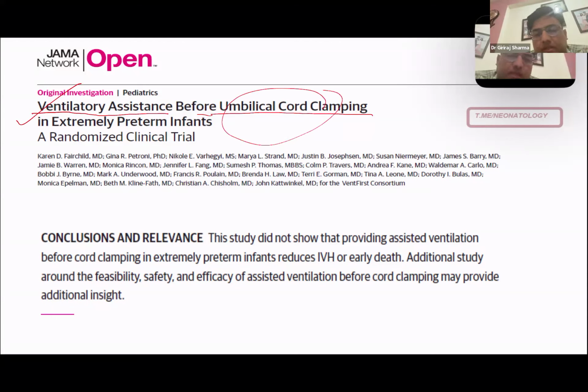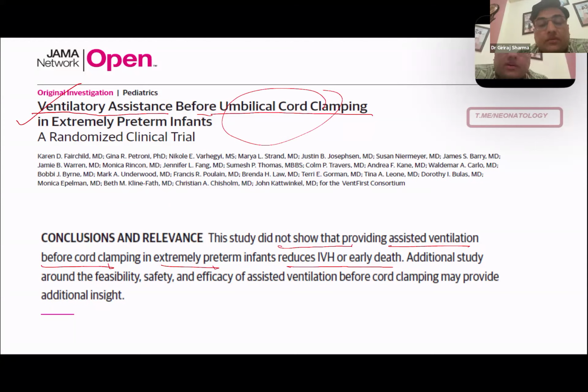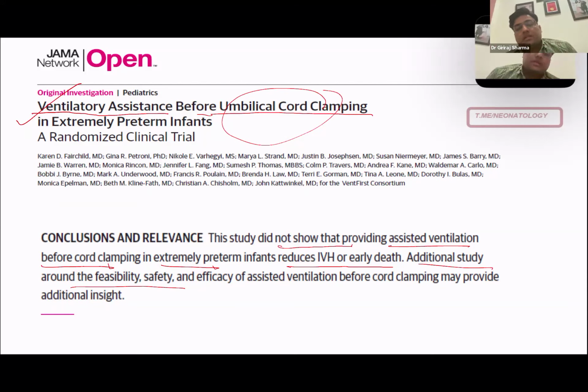But in this study, they did not show that providing assisted ventilation before cord clamping in extremely preterm babies reduces the IVH. In this study, they have not found any reduction in IVH or mortality. But we need more studies on this for safety, feasibility, and efficacy of assisted ventilation before cord clamping.